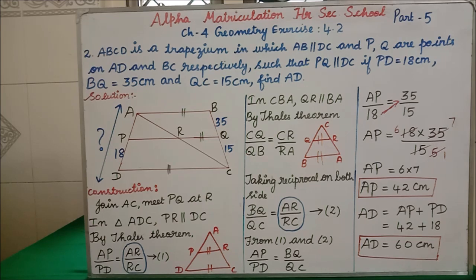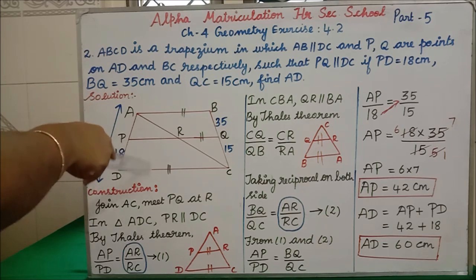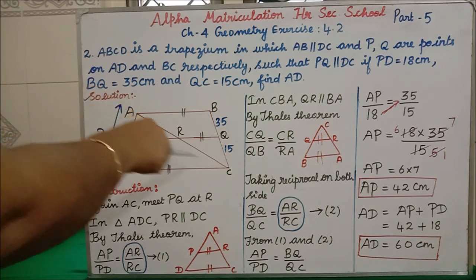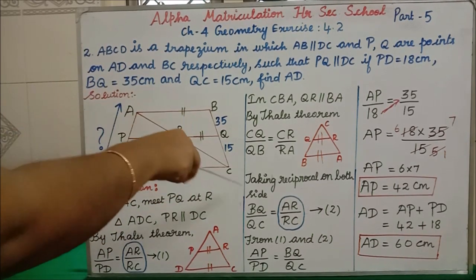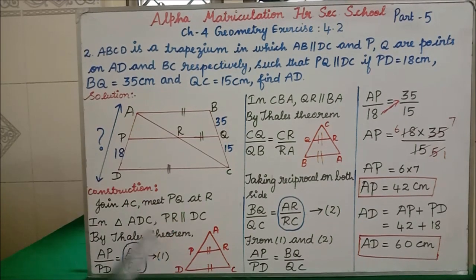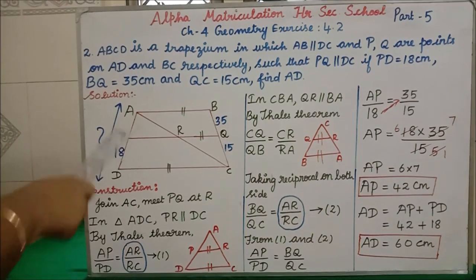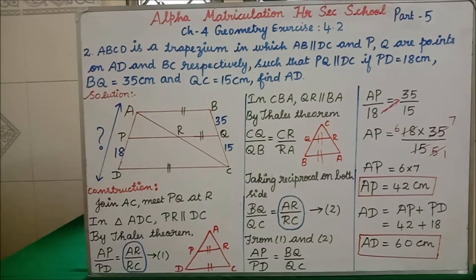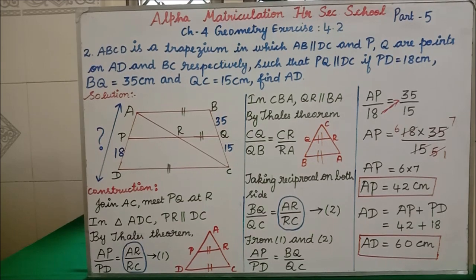Only then we will get Thales theorem, isn't it? Thales theorem, what does it say? In a triangle, if two lines are parallel, then the corresponding sides divide in the same ratio. Okay. Now when we join this AC line, this is one triangle, and this is another triangle. So to get the two triangles, we are joining the AC line. When you join the AC line, that line should meet PQ at one point, isn't it? So that point we have to take as R. Clear, all of you?